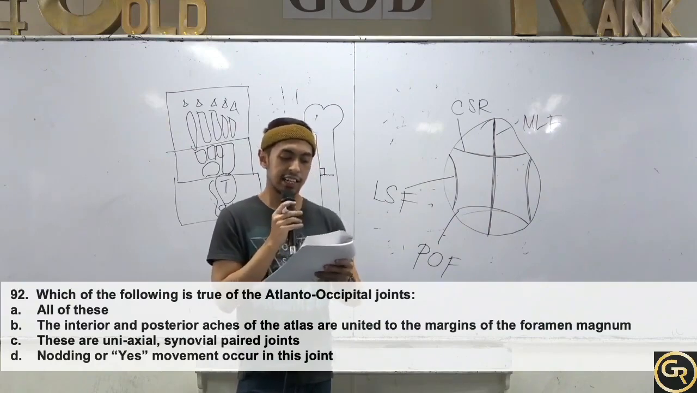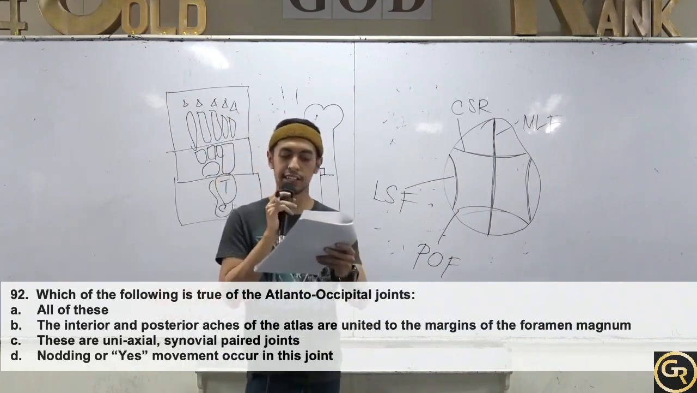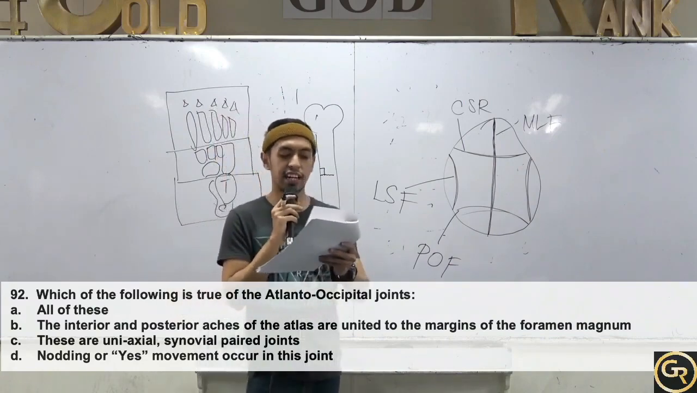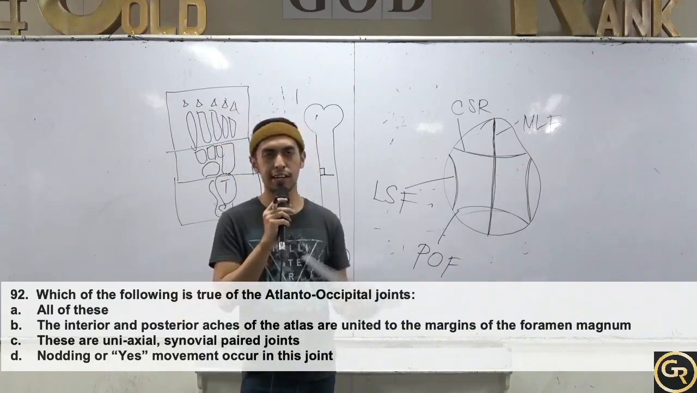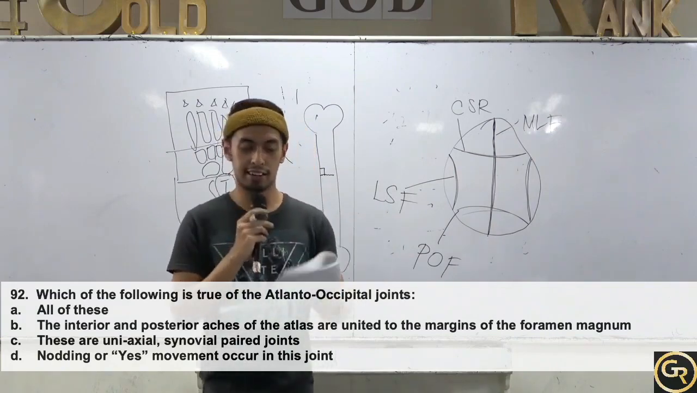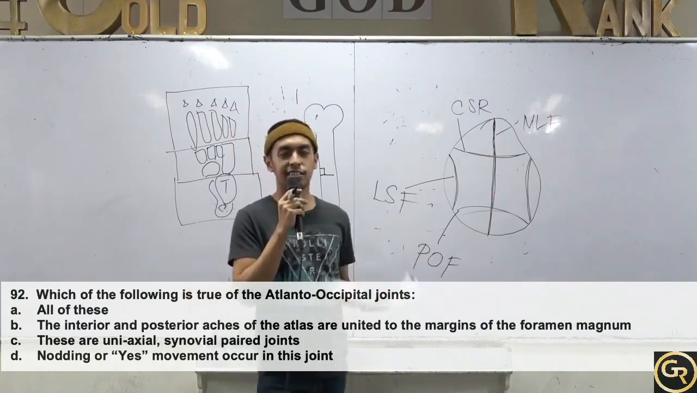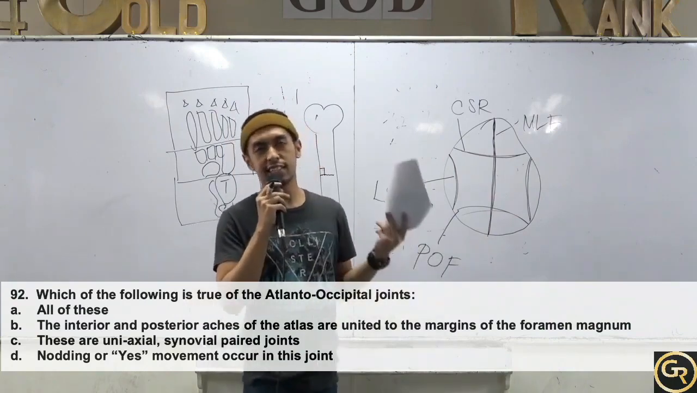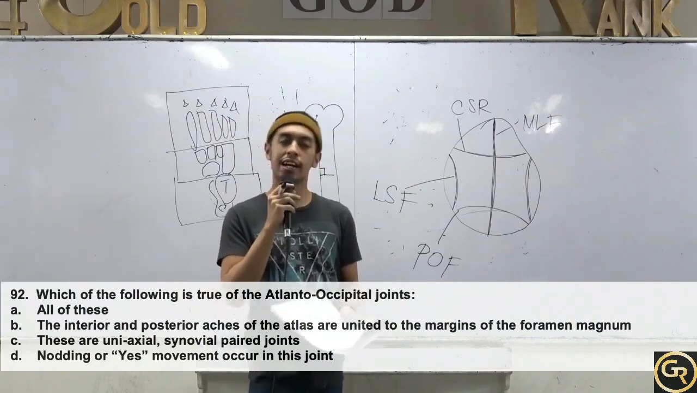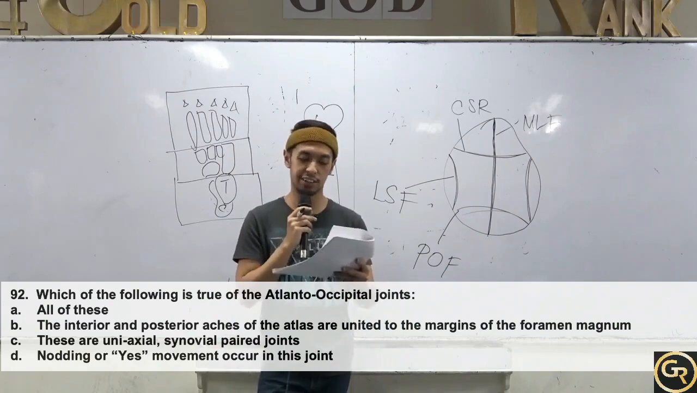92. Which of the following is true of the atlanto-occipital joints? Let's check. The anterior and posterior arcs of the atlas are united to the margins of the foramen magnum. Yes, this is correct. These are uniaxial synovial paired joints. Okay? Based on its old reference, your Basmajian, this is correct. It's uniaxial synovial paired joints. But it's considered in some references as biaxial as it has the ability to laterally flex, to move in lateral flexion.